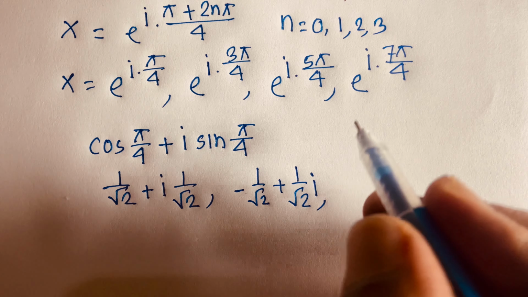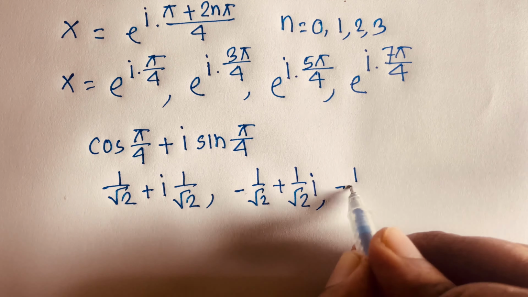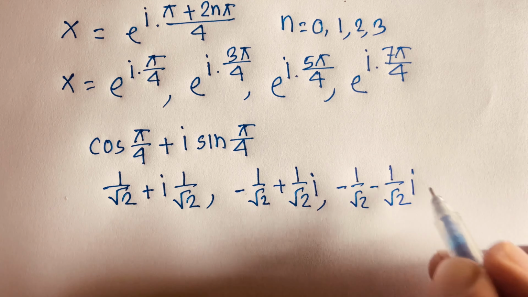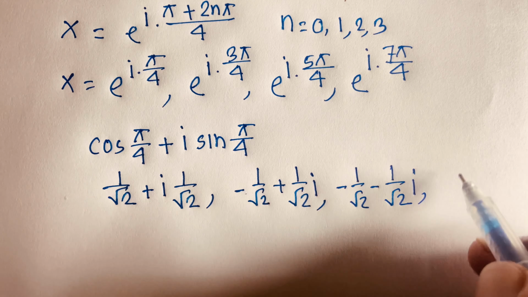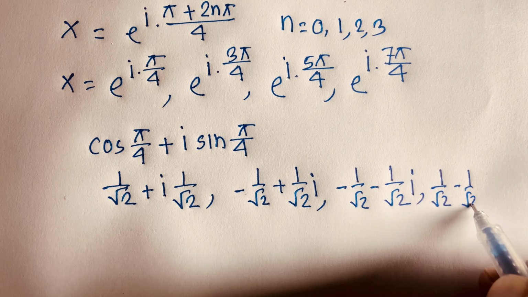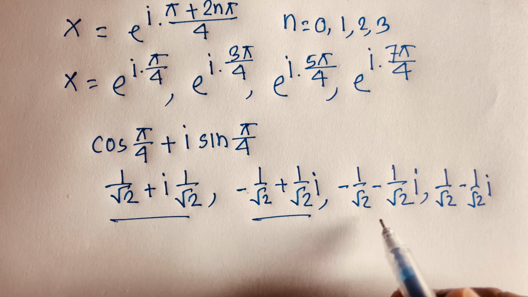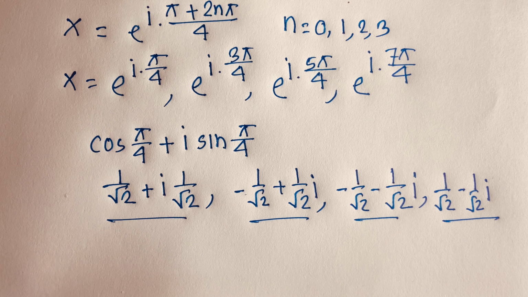And again if I put 5 pi over 4, we'll find out minus 1 over square root 2 minus 1 over square root 2 i. Then if I put 7 pi over 4, we'll find out 1 over square root 2 minus 1 over square root 2 i. So this is our four values: first, second, third and fourth.